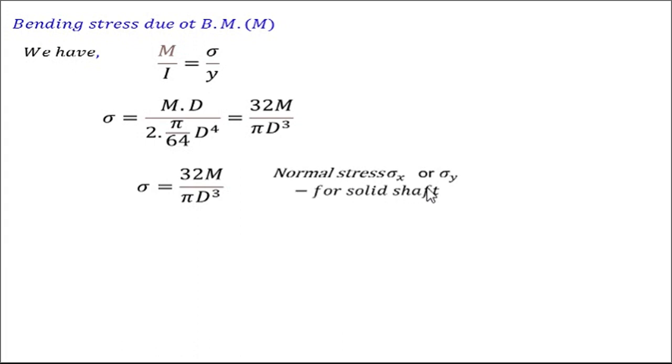The normal stress is sigma x or sigma y for solid circular shafts. So this bending stress we have determined. Suppose the bending stress acts in the x direction, it is sigma x. If it is acting in the y direction, it is taken as sigma y. So we can take the sigma value on whichever axis we have to determine the stress, sigma x or sigma y. So this relation is 32 M divided by pi d cube.